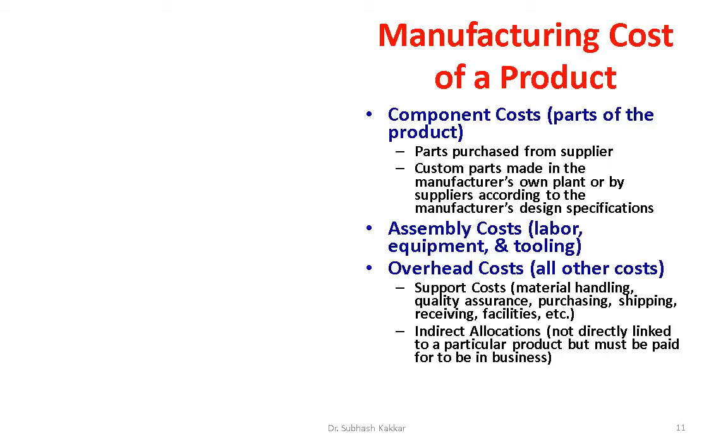Assembly cost, labor, equipment and tooling. Overhead cost, all other costs. Support cost, material handling, quality assurance, purchasing, shipping, receiving, facilities, etc. Indirect allocations, which are not directly linked to a particular product but must be paid for to be in business.